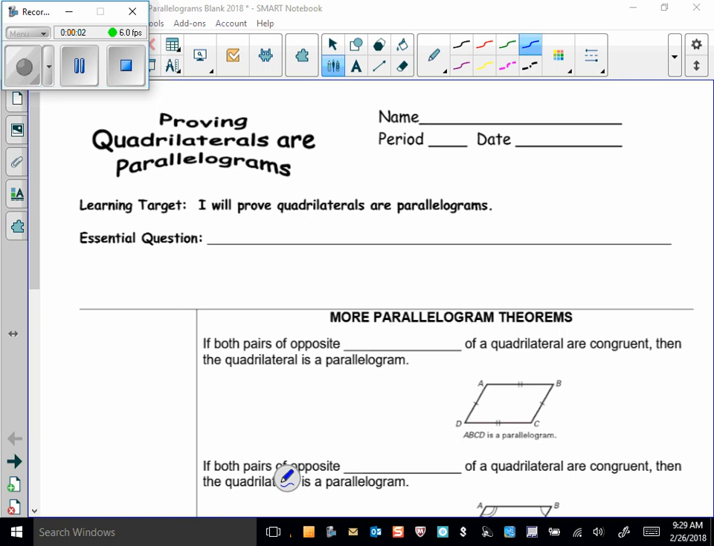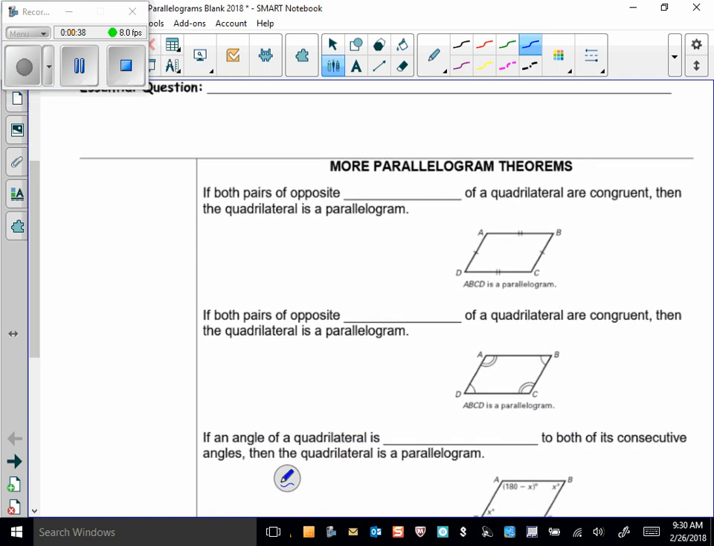In the second part of lesson 2, we're going to learn some theorems to help us prove that quadrilaterals are parallelograms. Some of these will actually be the converse of the theorems that we learned last time. Last time's theorems started off with, if a quadrilateral is a parallelogram, then both sets of opposite sides are congruent. These theorems are going to start with, if both pairs of opposite sides of a quadrilateral are congruent, then the quadrilateral is a parallelogram. So that would be the converse, and that's the first one we have here.